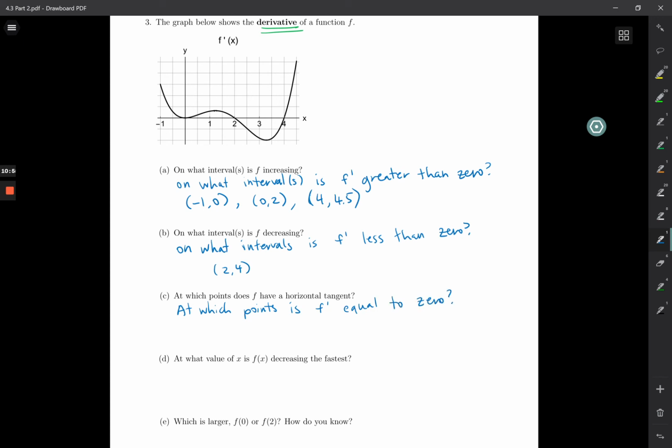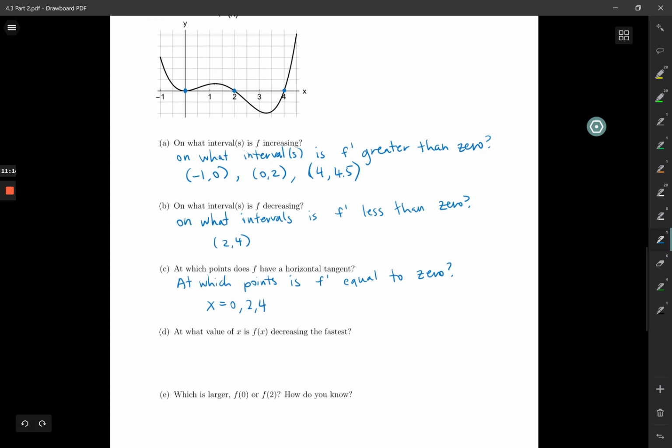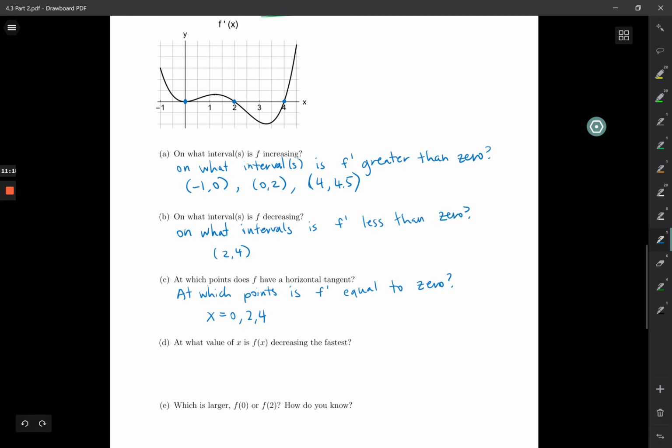And so when we look at the graph of the function, that's going to be everywhere that this graph touches the x-axis. So that happens here at 0, at 2, and at 4. So at each of those points, we know that f has a horizontal tangent, right? Okay, and then here it asks, at what value of x is f of x decreasing the fastest?